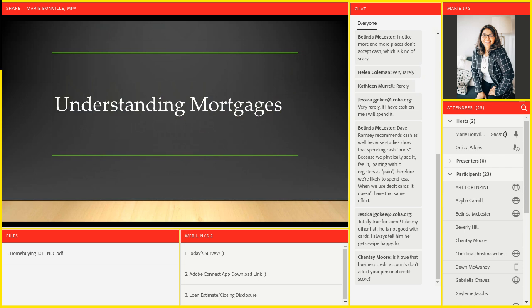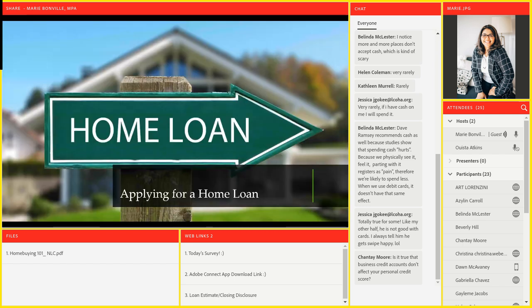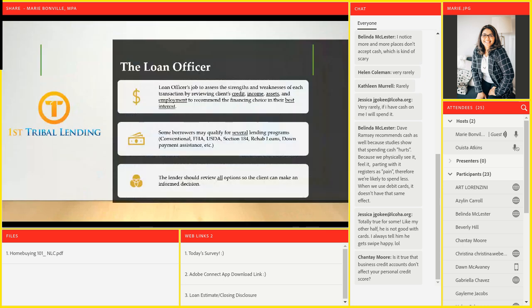But now let's talk about mortgages. If there's any questions, I'll keep checking the chat area. I don't see any, but you're welcome to put questions in the chat area. We've got to talk about understanding the mortgage process itself, and that starts with a home loan. If you're following along, that's Pathways Home.